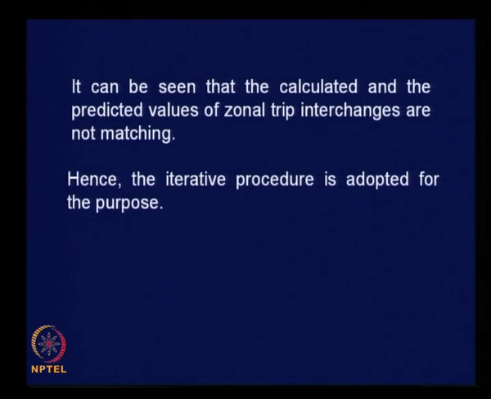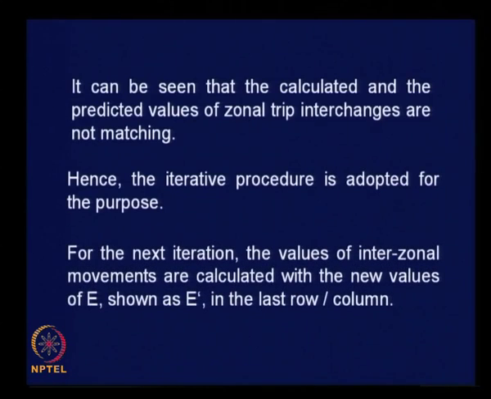Hence, the iterative procedure is adopted for the purpose. For the next iteration, the values of interzonal movements are calculated with the new values of E, shown as E dash in the last row or column, as we have seen in the matrix. I am not going to show you the subsequent iterations, and it is up to you to continue the process and have a feel of the benefit of the iterative process.